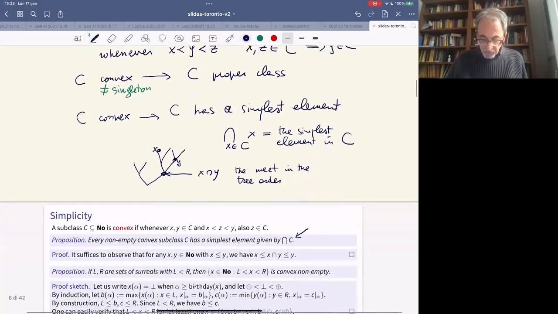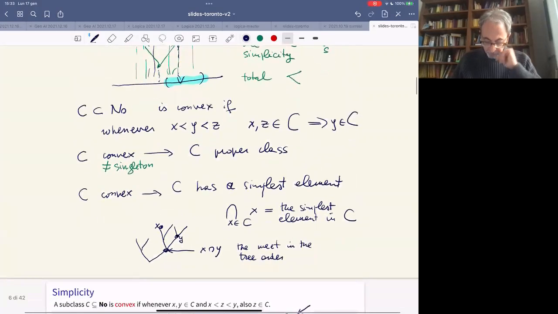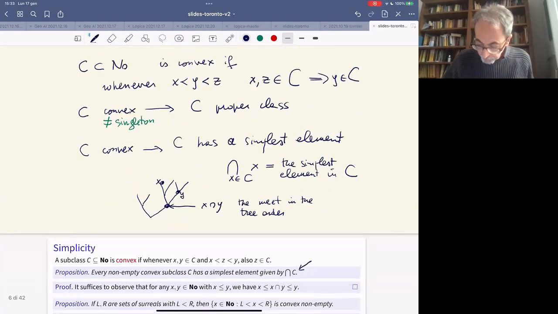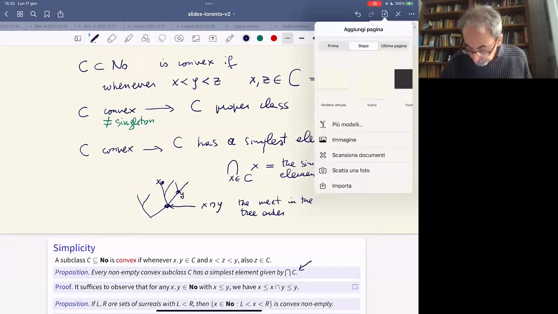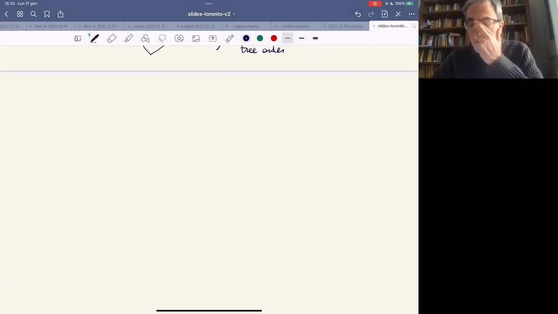Okay, why is this notion of convexity important? Because... Excuse me, I have a question. You're dealing with proper classes, and I'm not very used to this notion. Which kind of operation must you be careful about when you deal with proper classes in comparison with usual sets? Essentially the power set. You cannot take the power set of a proper class.